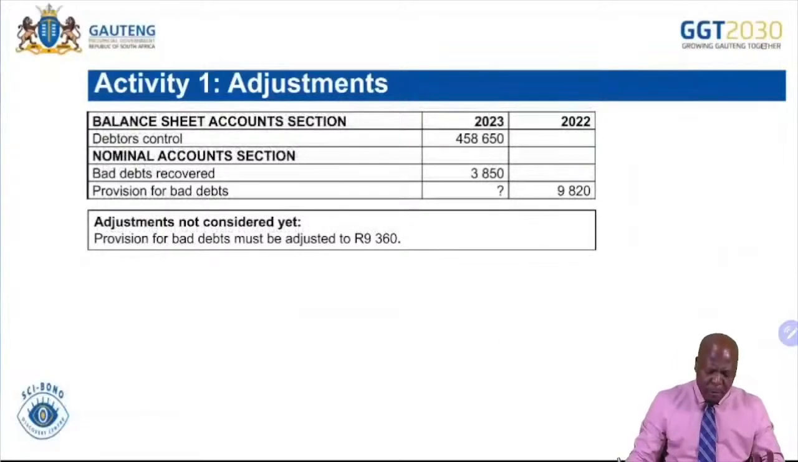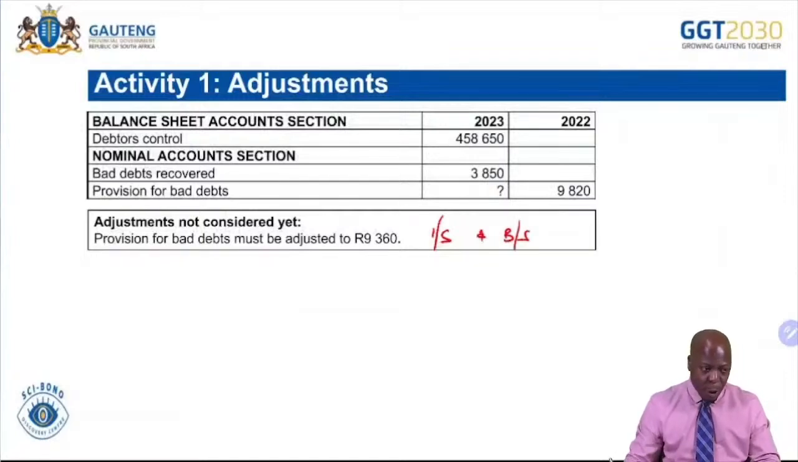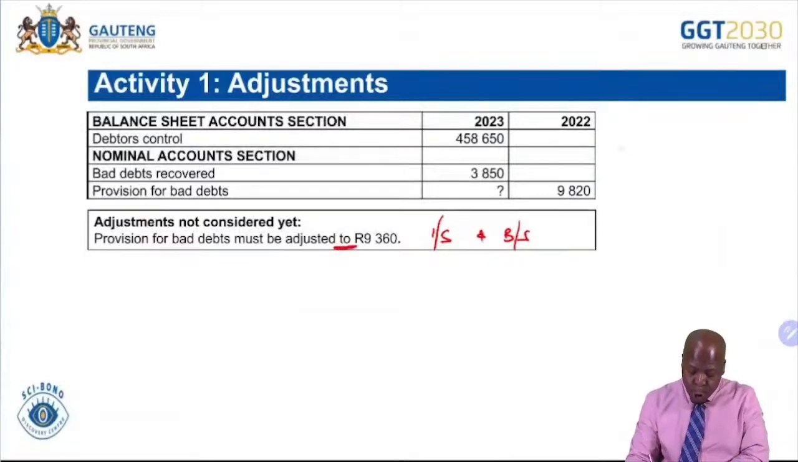And it reads, provision for bad debts must be adjusted to 9,360. So once we have such an adjustment, you have to understand again that we must record this adjustment in the income statement as well as in the balance sheet. So I would then say, if you have provision for bad debts which is being adjusted to, your to goes to the balance sheet.